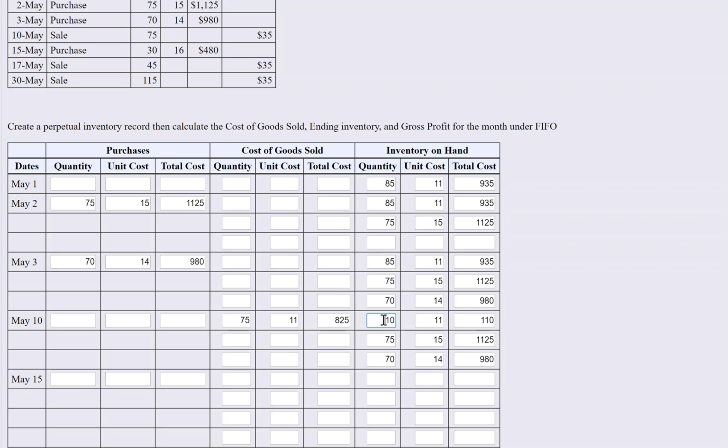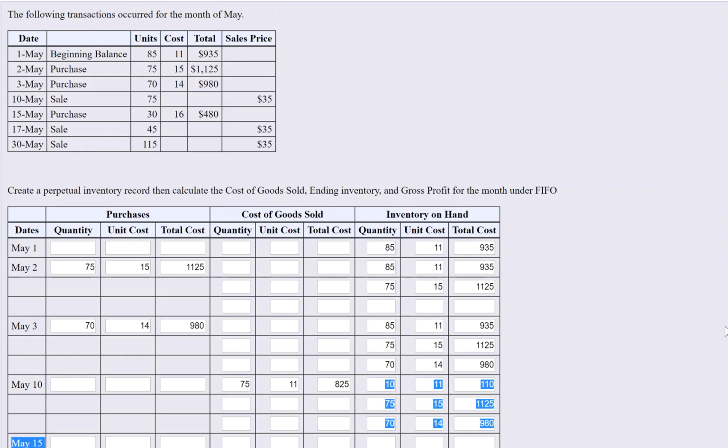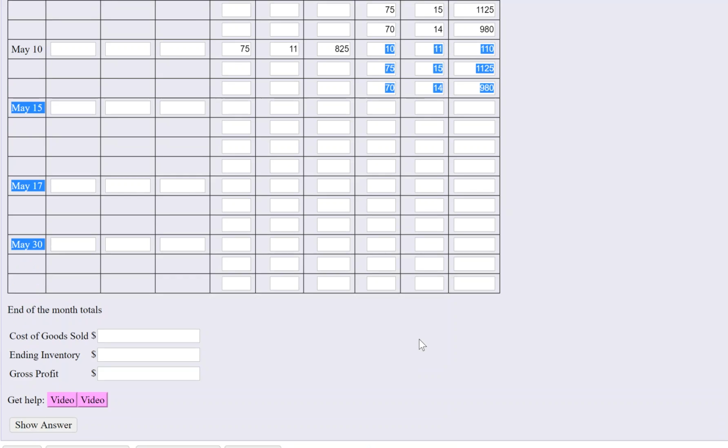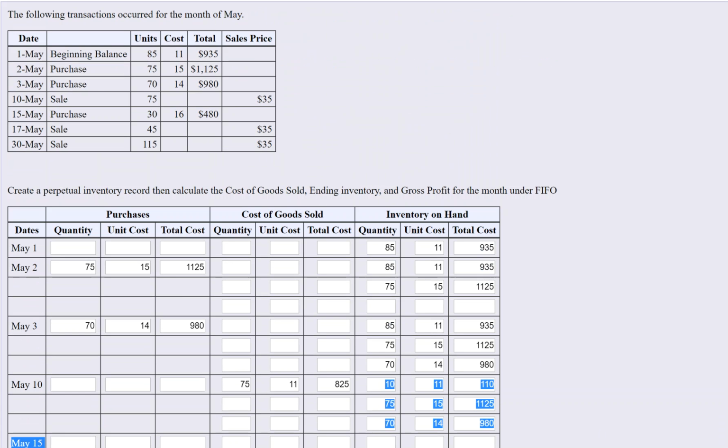Also, I can now see what I have in my inventory. So if I were going to add up these 3 lines, it doesn't want to do that for me, but if I were going to add up those 3 lines, I will tell you that I have now 155 units in my ending inventory, and those are valued. If I add those 3 together, that will be the cost of my inventory. That's what I would see on my balance sheet. So this question really has a lot of good information, and you can see here it asks you for cost of goods sold, ending inventory, and gross profit. Hope that helps get you started.